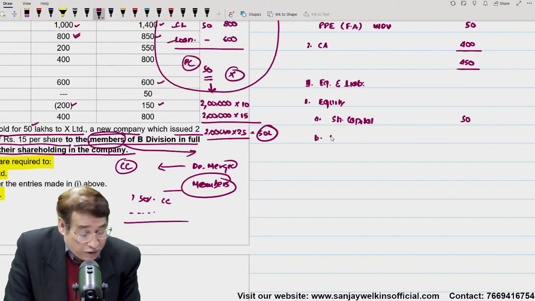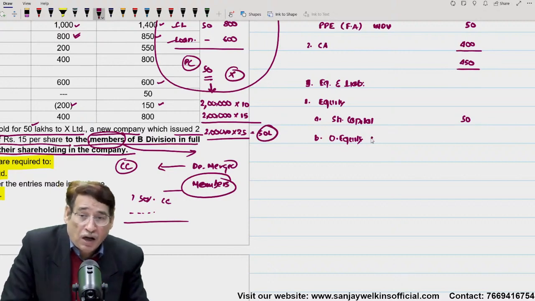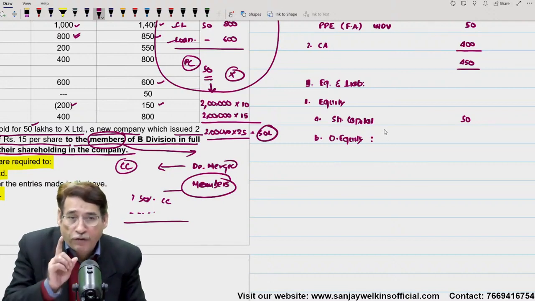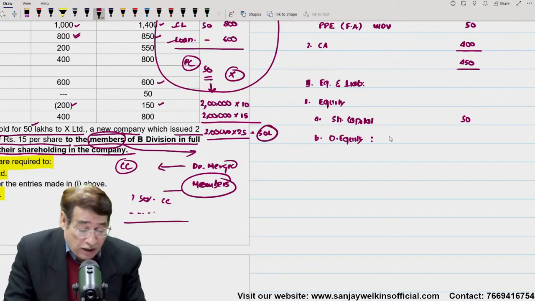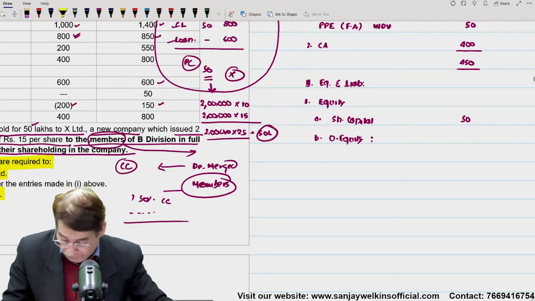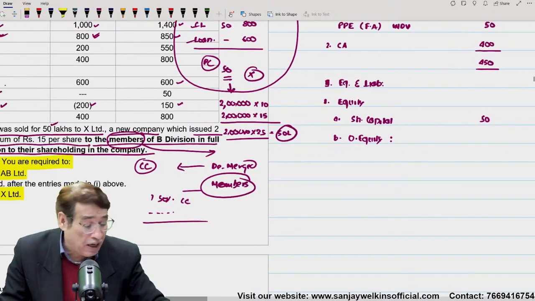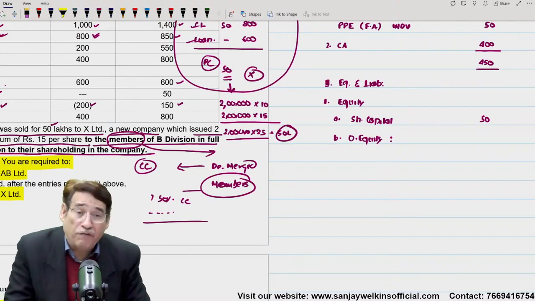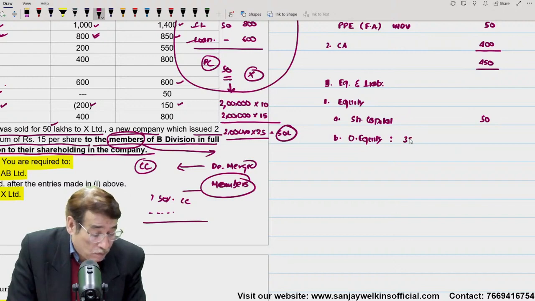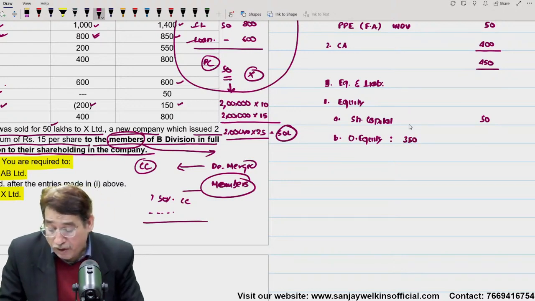Coming over to the other equity item, pay attention. Again, here I have seen many people commit lots of mistakes. First of all, look into the other equity of Division A. The equity of Division A is, I have forgotten, how much? 350, as you can see, correct? So the equity of Division A is 350. So let me write 350 first of all. 350 is given to us. Is it clear to you?